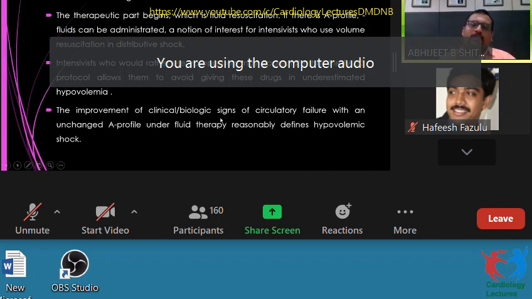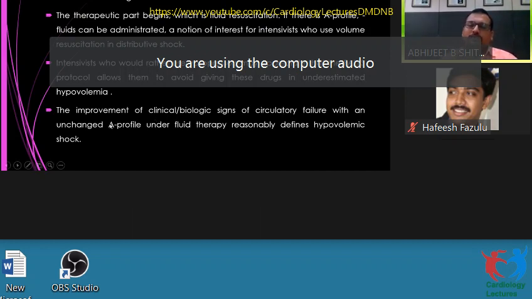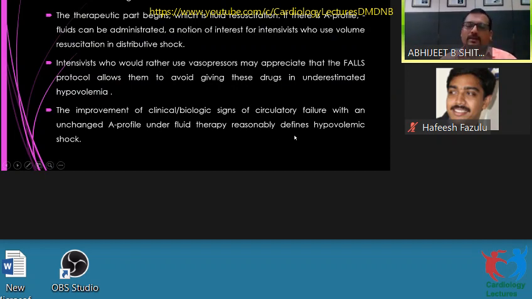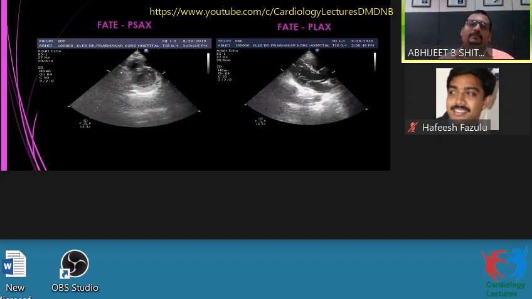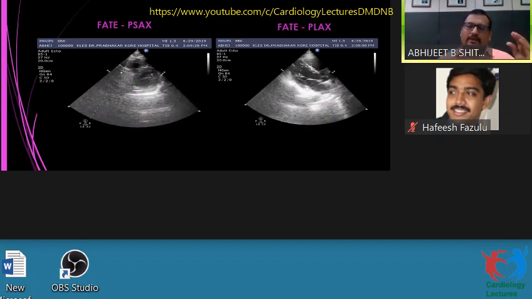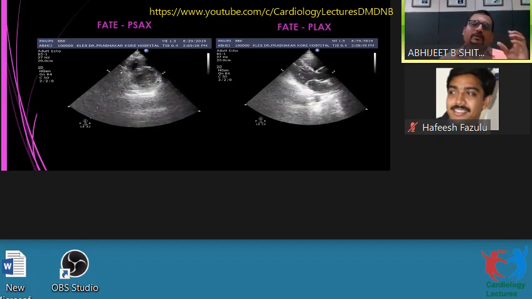The improvement in clinical and biological signs of circulatory failure with an unchanged A profile under fluid therapy defines a hypovolemic shock. Now you have to support this particular thing with the FATE. So if you do a FATE protocol and parasternal short axis view, you usually have a papillary muscle kissing sign. It is very specific for hypovolemia. Because of the low LV EDV and the high contractions of the heart or increased tachycardia, the two papillary muscles come and meet each other. So giving rise to very little volume in the heart, called a papillary muscle kissing sign. So it is very specific for hypovolemia.